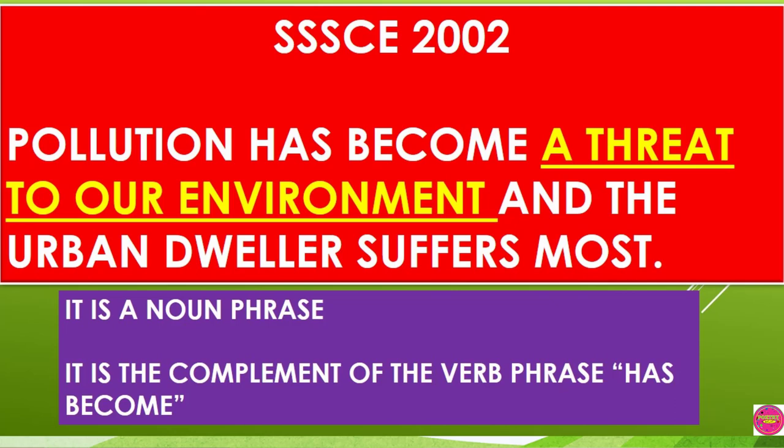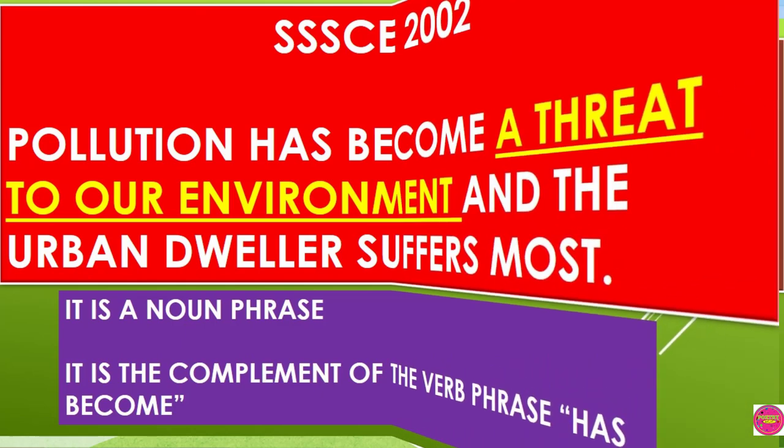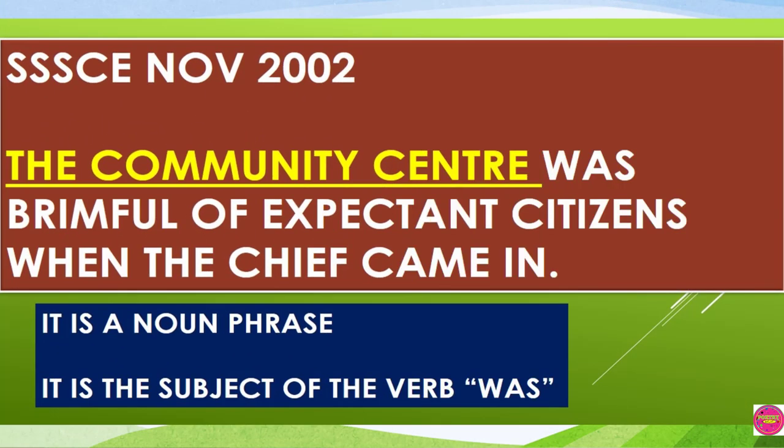This is a noun phrase. It is the complement of the verb phrase has become. The community center was brimful of expectant citizens when the chief came in. The underlined expression is the community center. This is a noun phrase. It is the subject of the verb was.